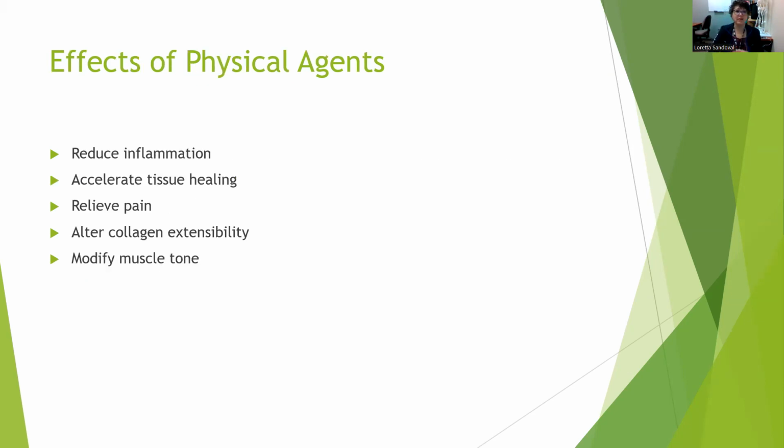So physical agents have a lot of physiological effects. The main things that we use them for are to affect inflammation, reduce inflammation, accelerate tissue healing, to affect pain, relieve pain or decrease pain, to alter collagen extensibility. And by altering collagen extensibility, we're trying to address motion restrictions, if collagen tissue is the cause of our motion restrictions.